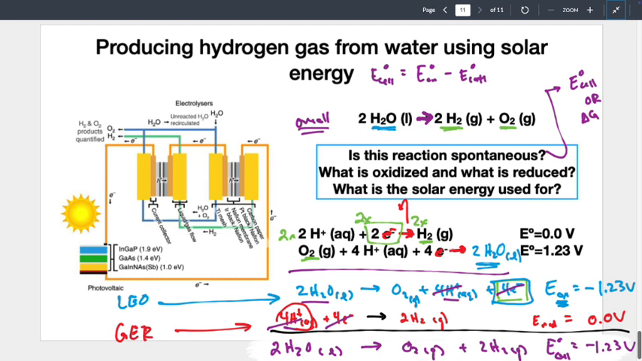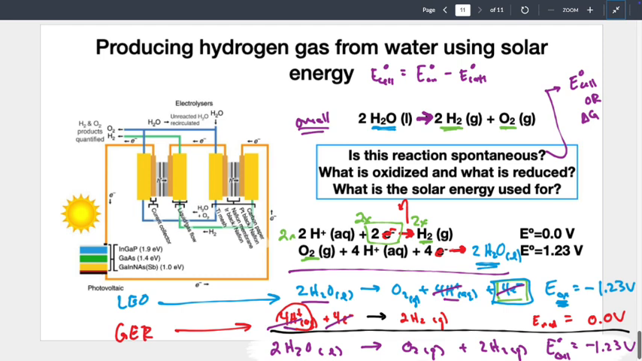Okay. The questions themselves, I would argue, are a little bit vague because we're saying what is oxidized, what is reduced. Okay. In the overall equation, what is oxidized? Water. What is reduced? Overall equation, water. Okay, so this is where we run into that weird dilemma.